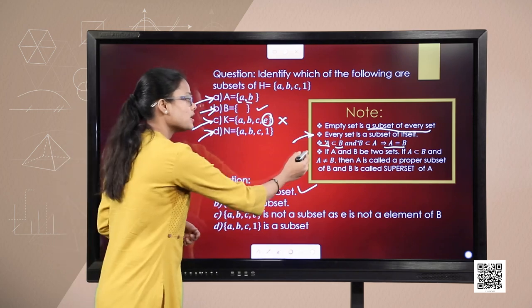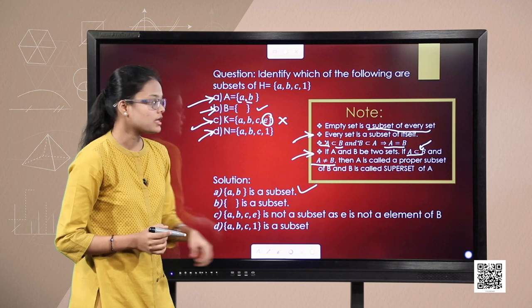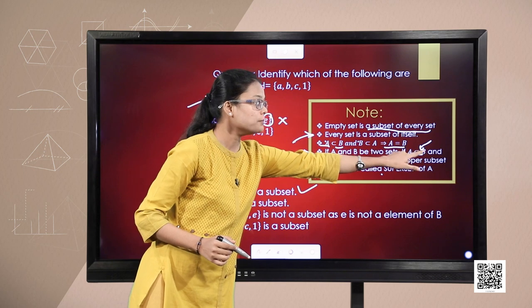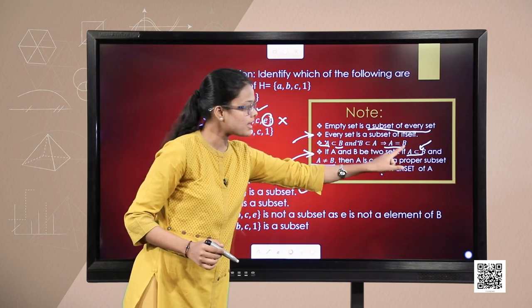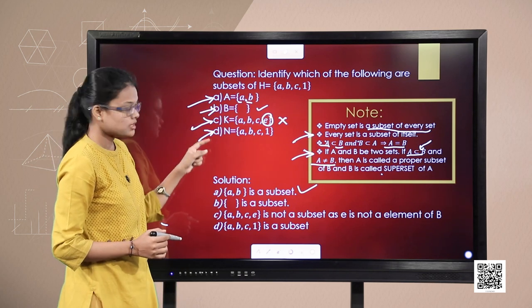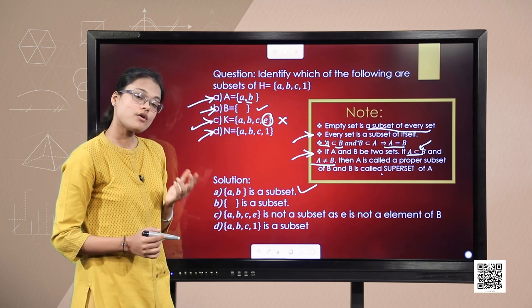Now, the last point. Students, notice, when we have two sets and A is a subset of B, but A is not equal to B, that means there always exists at least one element in B which is not in A. Then the set A is said to be a proper subset of B and B is said to be the superset of A.